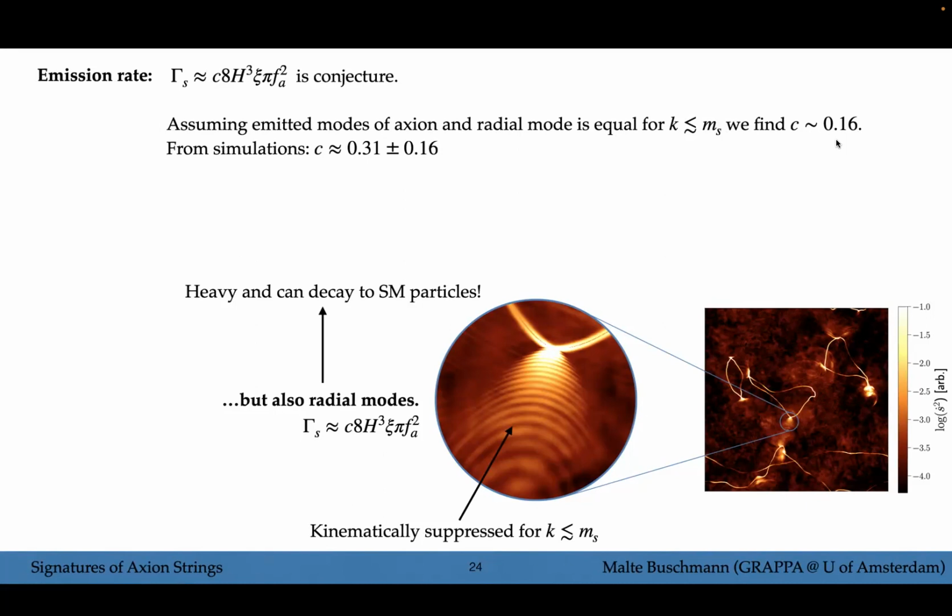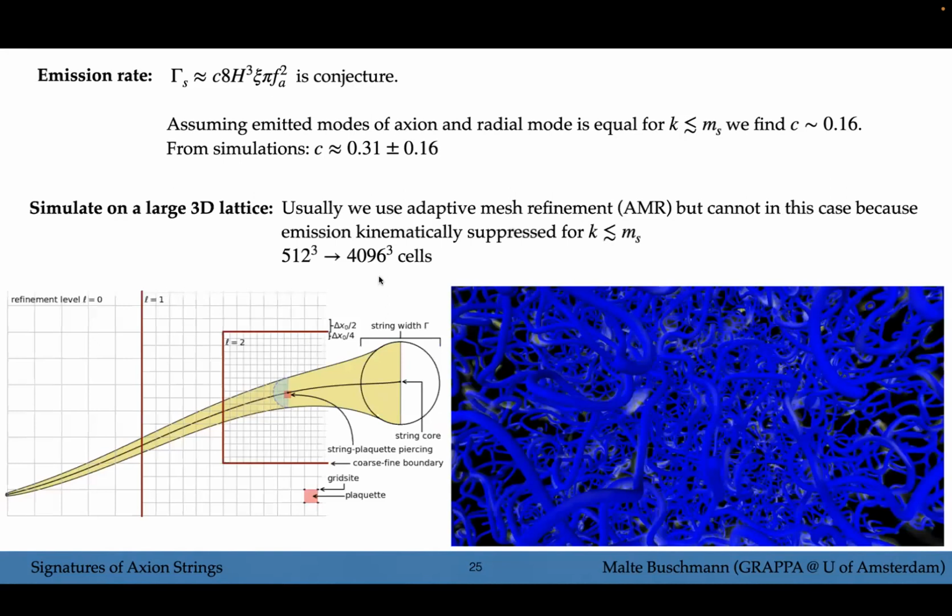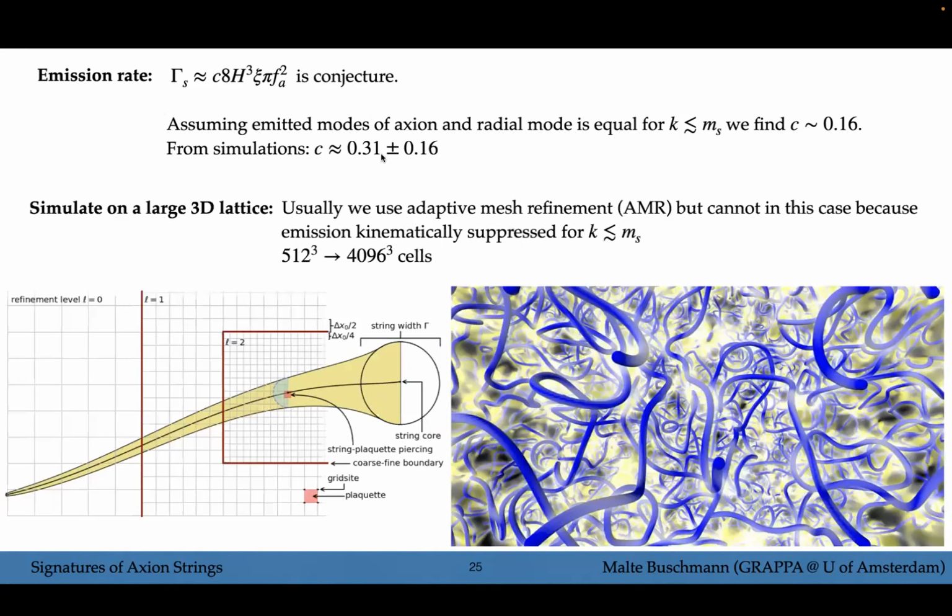But of course, the proper way to do it is through numerical simulations, because the string network is not just a straight line, it's actually much more complicated. You have your reconnections, you have your kinks, and so on in your field. So essentially, what we did is we ran dedicated simulations in order to measure the radial mode emission.